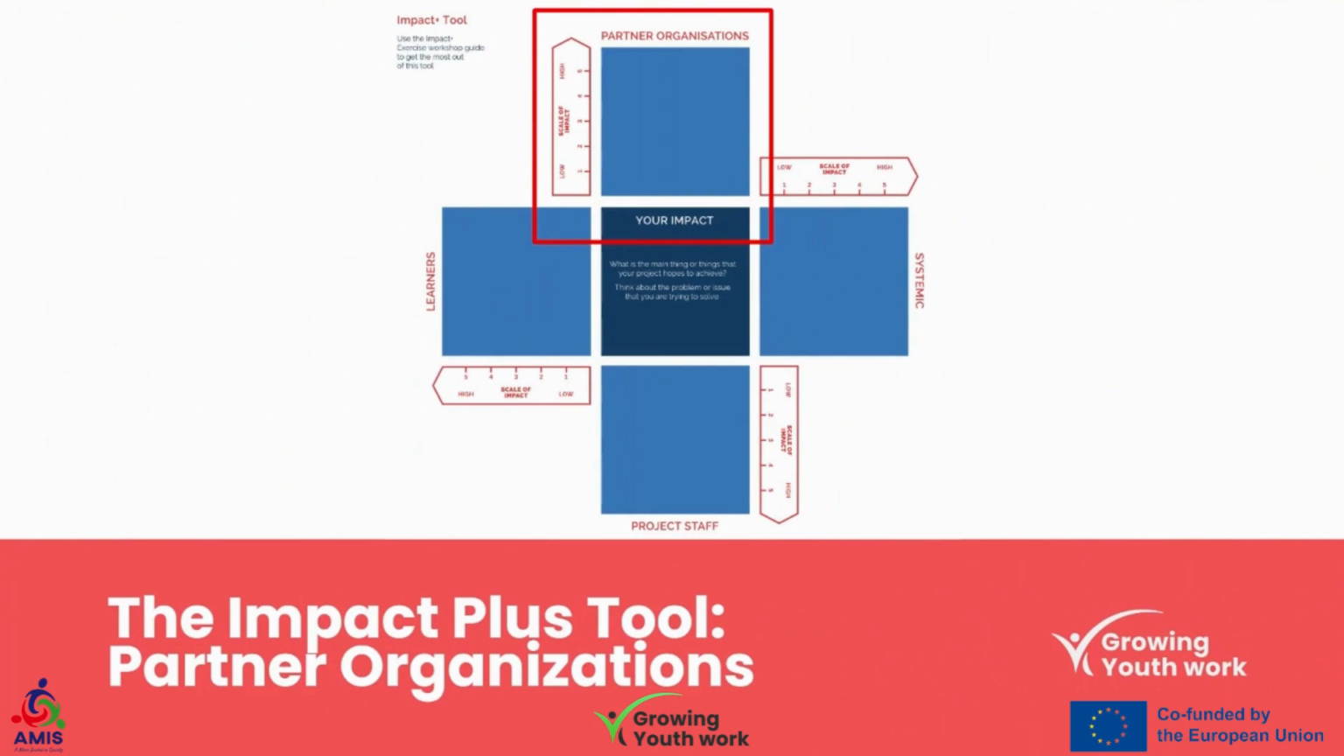The Impact Plus tool. The second cube of the Impact Plus tool is partner organizations, as marked on the screen. When focusing on the partner organizations cube of the tool, we follow the 3 stages to fill it out. We will explore the outcomes in the next couple of slides and add to these by identifying indicators, baselines, and targets. The collection of data will be explored in Part 7 of this module.